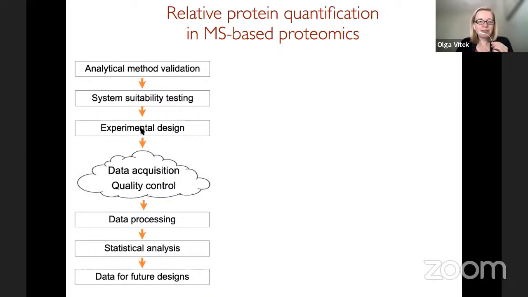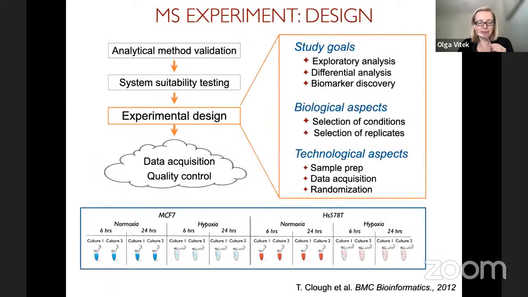So I will start from this part, and then if time allows, I will talk a little bit about method validation and system suitability as well. But first thing, experimental design. This is really very important, because if the experiment is designed incorrectly, then no amount of statistical sophistication can really help us compensate for the flaws of design.